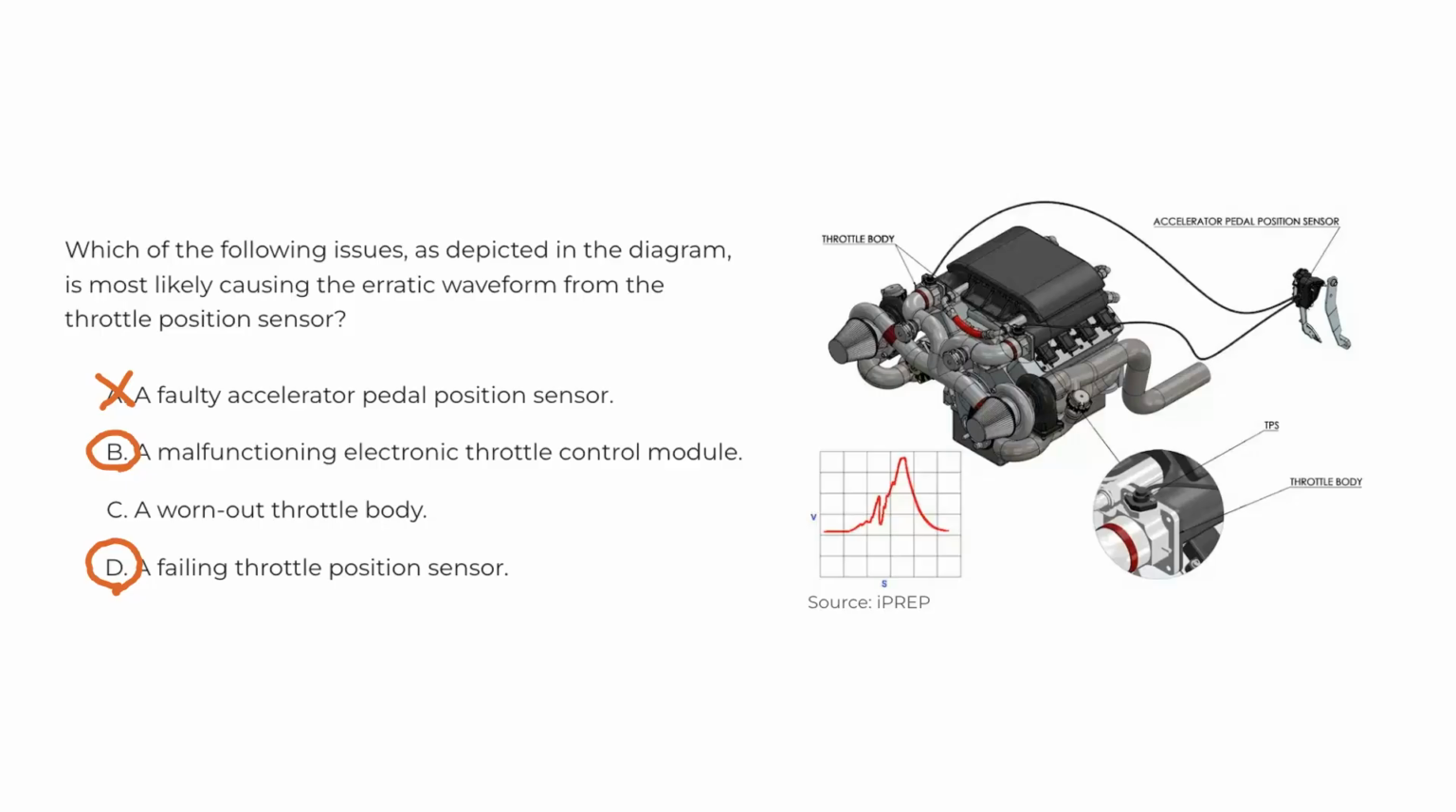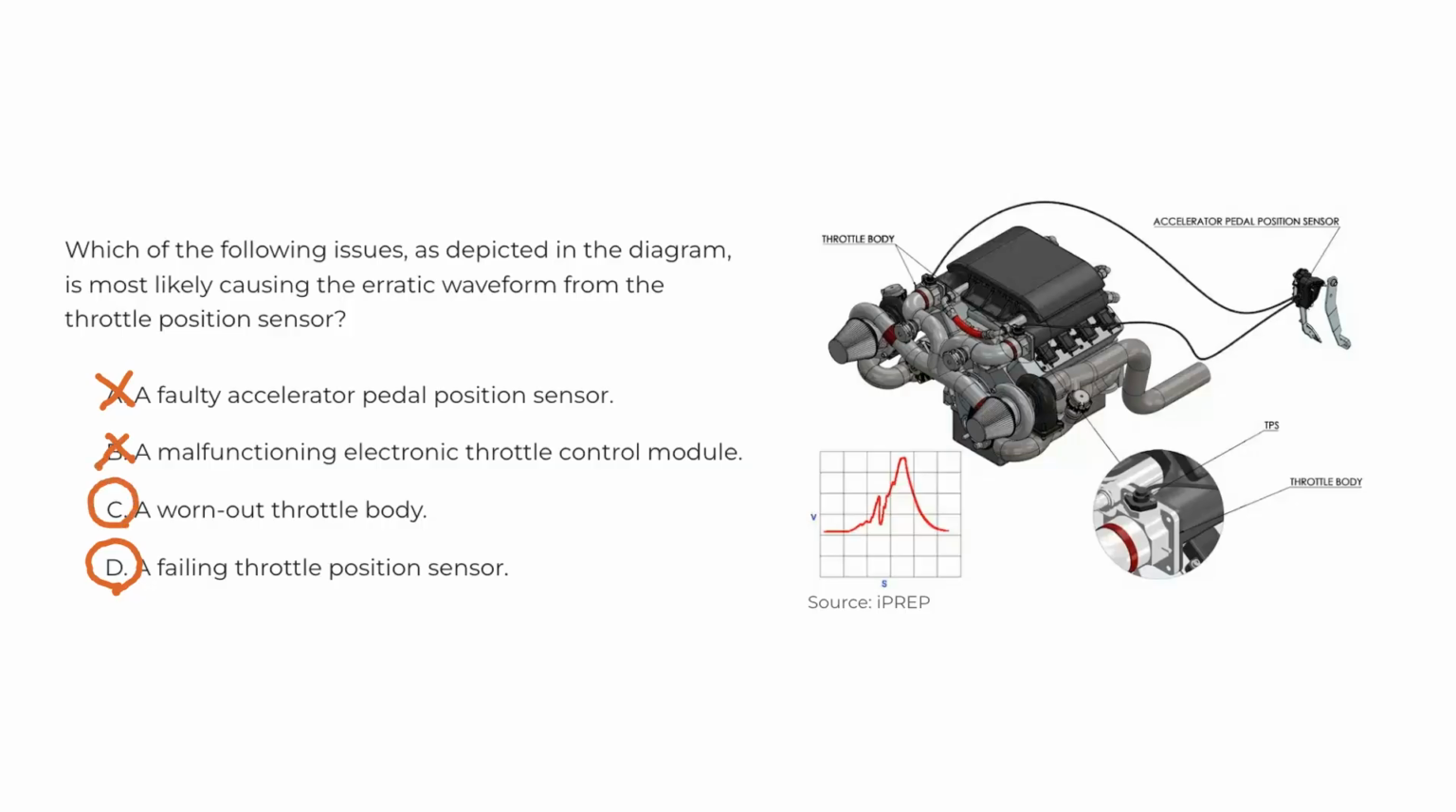Then we have B, a malfunctioning electronic throttle control module, or an ETC module. And in this case, a failing throttle module might prevent proper actuation, but again the TPS voltage itself typically remains smooth. So B is likewise incorrect.